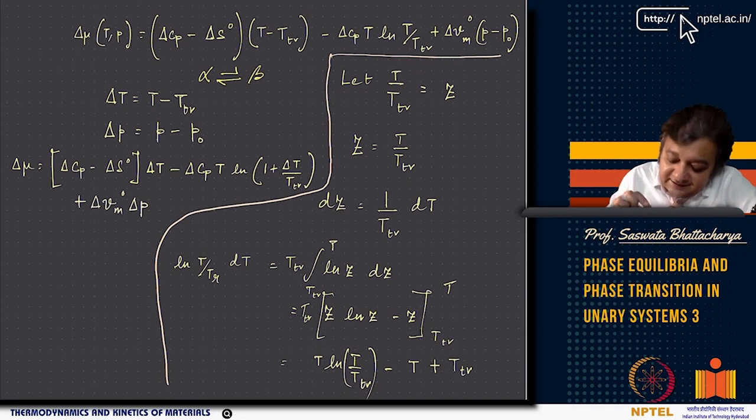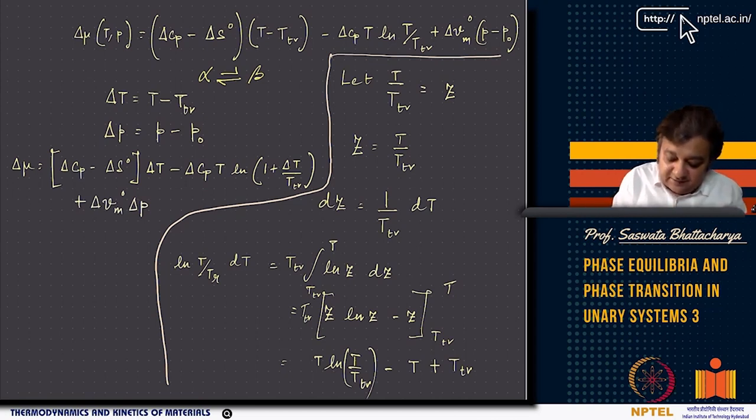Now, if this delta T, the deviation from the transformation temperature, is small, then I can use this ln 1 plus delta T. So T by T_tr is written as 1 plus delta T by T_tr, and I am taking only the first power of it. The first power is delta T by T_tr. So that is what I have done, and I can remove the ln part, right?